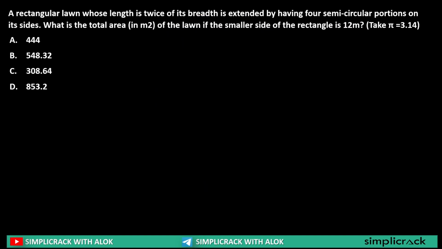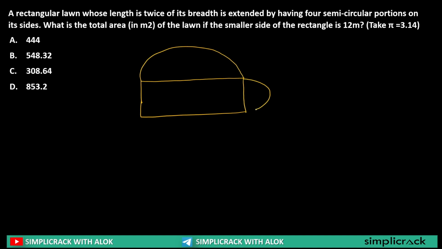Next question. A rectangular lawn whose length is twice its breadth is extended by having 4 semicircular portions. What is the total area if the smaller side is 12? So this side is 12, which means this will be twice of 12, that is 24. Clear? Now if the diameter is 12, then the radius is what? 6. Here the radius is what? 12. Clear? Yes sir, clear.